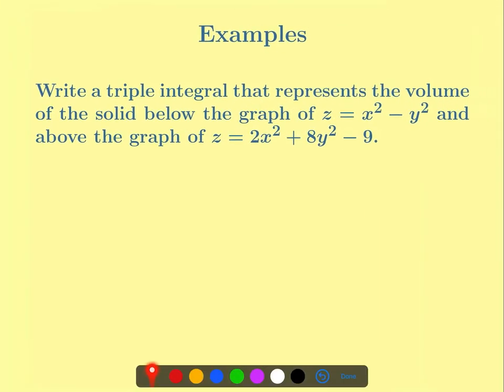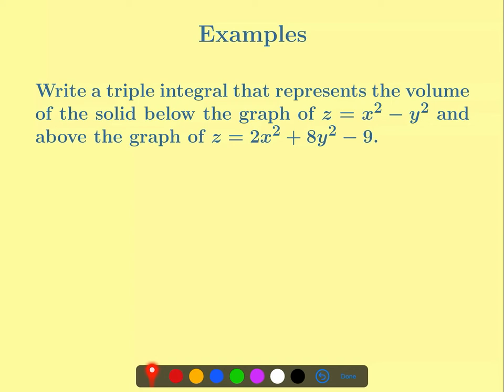So let's look at this example. We want to write a triple integral that represents the volume. So we're going to be doing a triple integral of 1 dx dy dz, or some order. Z equals this is on top, and this is on the bottom.